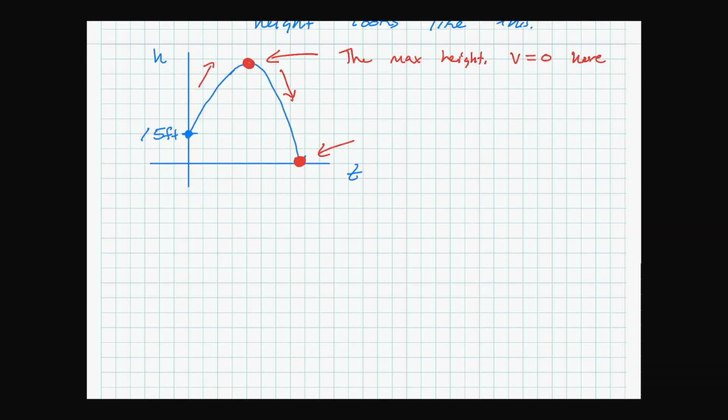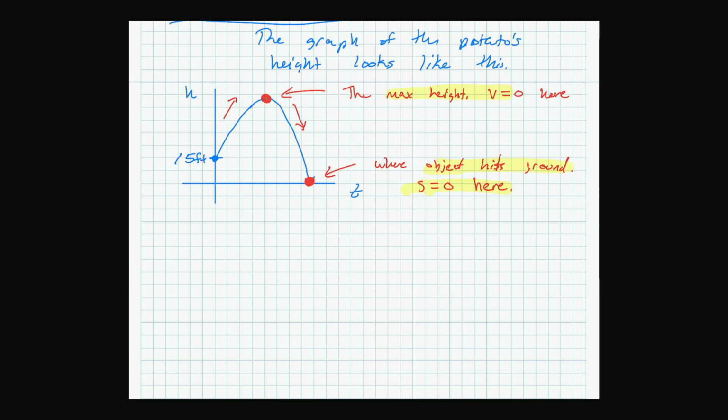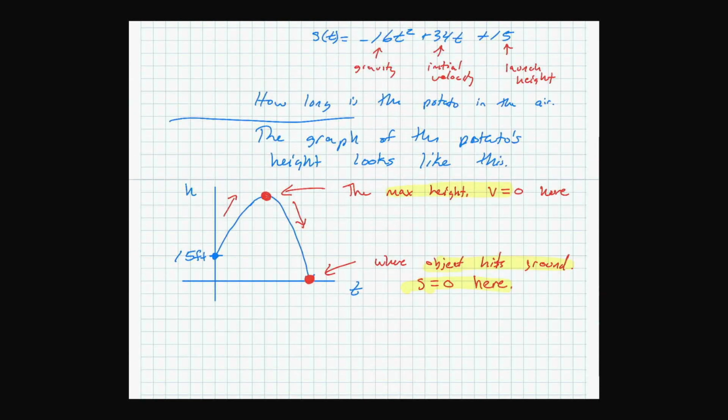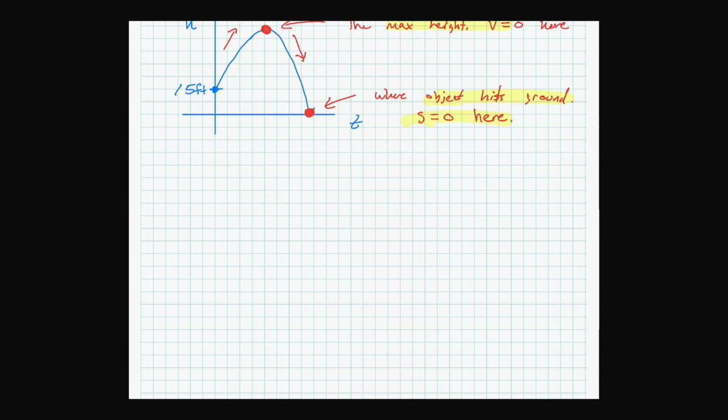Now here, this is where the potato hits the ground. At that point, the position is 0. Do you see the difference? If you're looking for the maximum height, you set velocity equal to 0. But if you're looking for where the object hits the ground, you want s equals 0. And we are being asked how long the potato is in the air, which means we need to know when it hits the ground.